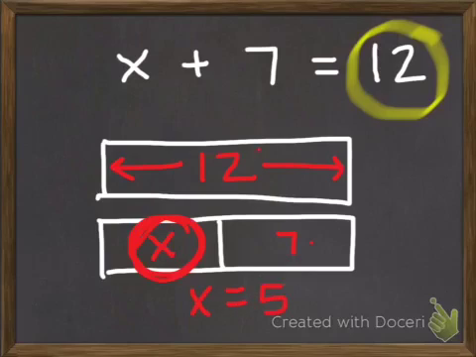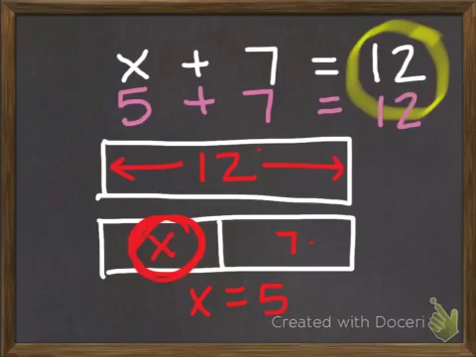To check our work, we can simply go back to our original problem and plug in the x. Instead of the x, we'll have a 5 plus 7. And we'll ask, does 5 plus 7 equal 12? And yes, it does. So our answer is correct. x equals 5.